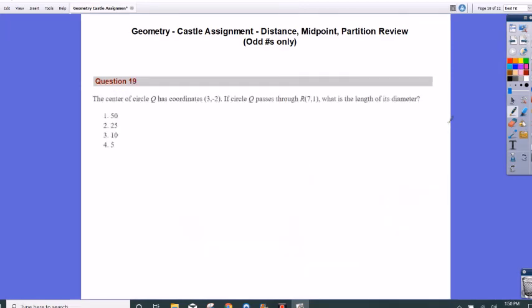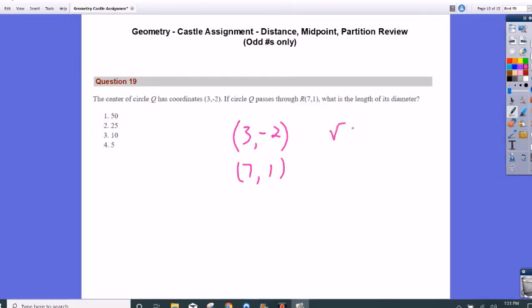Question 19. If circle Q passes, so the center is at (3, -2). It passes through (7, 1). What is the length of the diameter? Well, if we find the length from (3, -2) to (7, 1), we'll find the length of the radius. So that's 4, that's up 3.